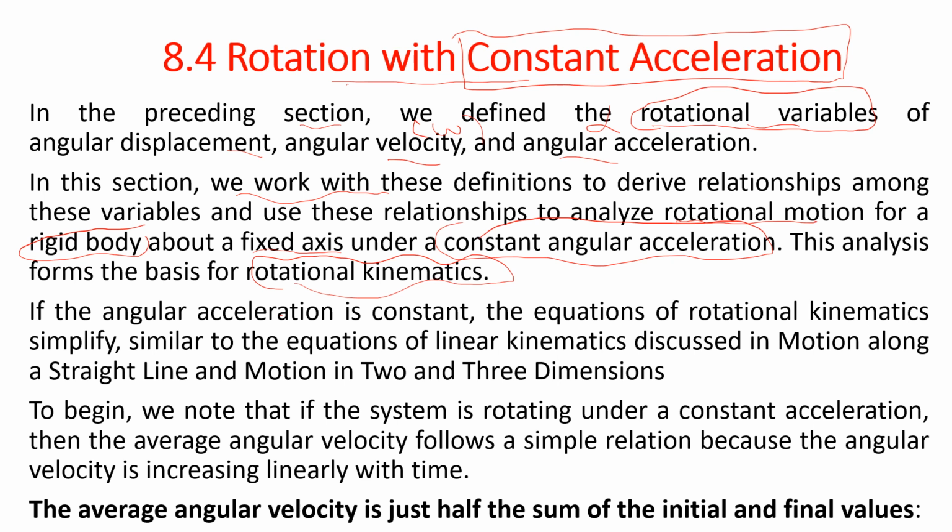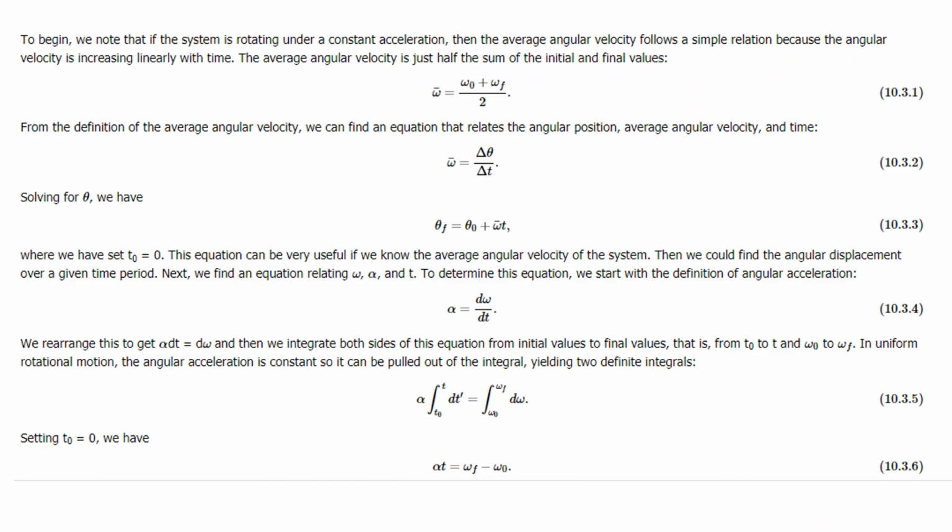If the angular acceleration is constant, the equations of rotational kinematics simplify, similar to the equations of linear kinematics discussed in the motion along a straight line and the motion in 2 and 3 dimensions. To begin, if the system is rotating under a constant acceleration, then the average angular velocity follows a simple relation because the angular velocity is increasing linearly with time. So, the average angular velocity is just half the sum of the initial and the final velocity, which has been written here.